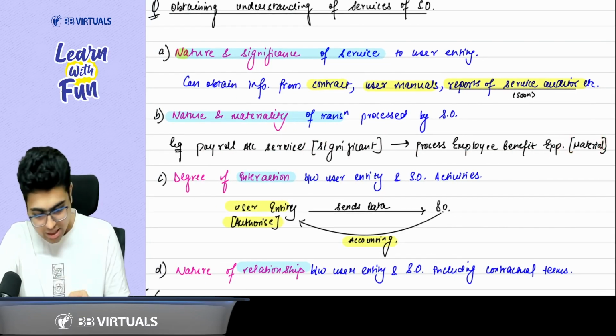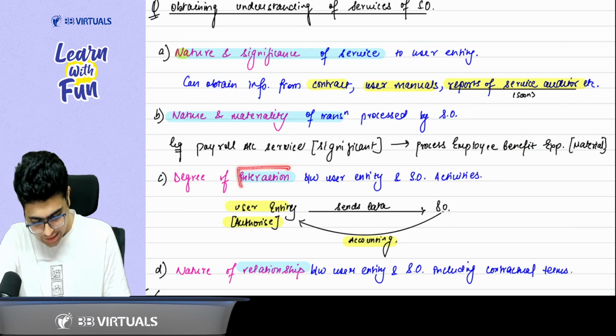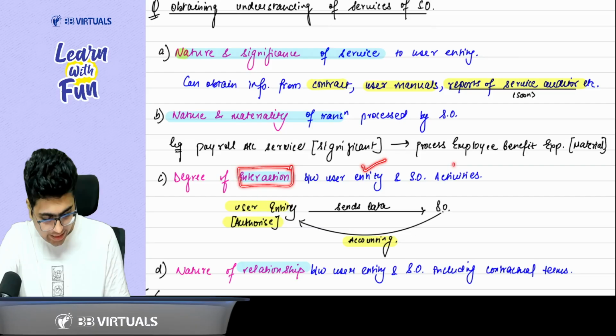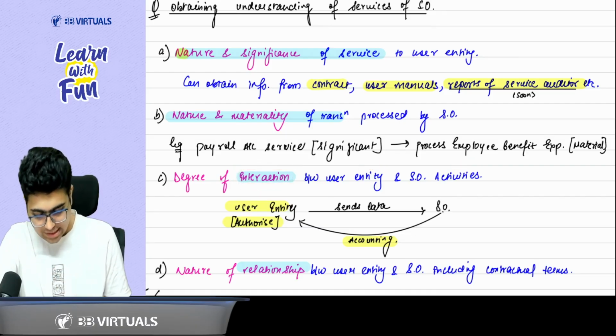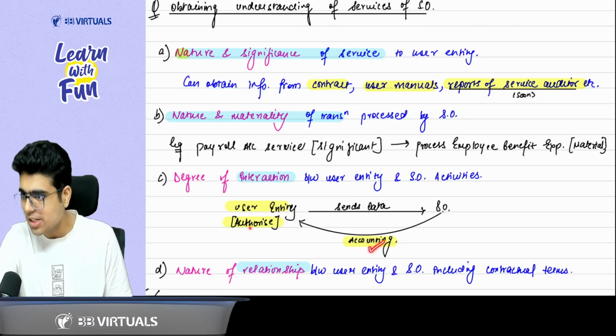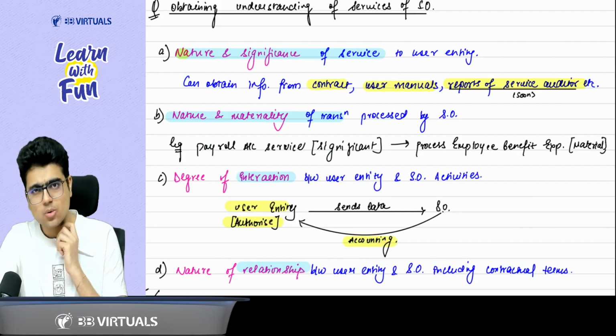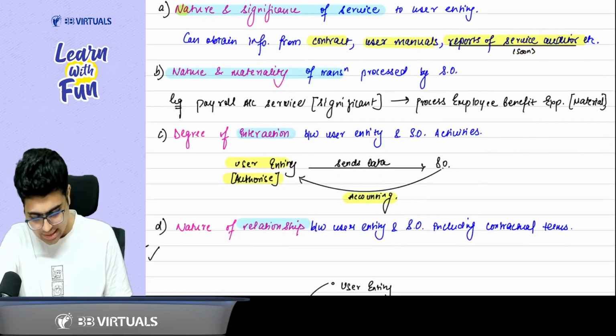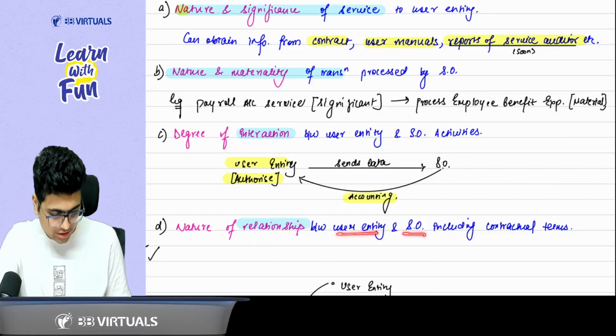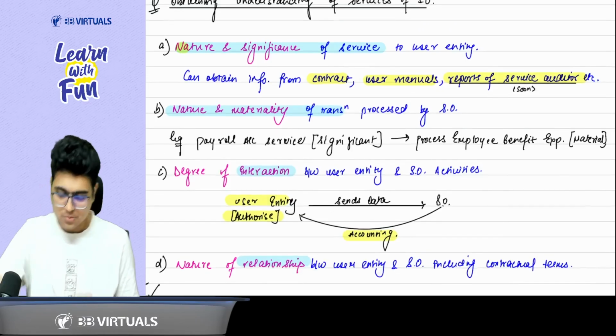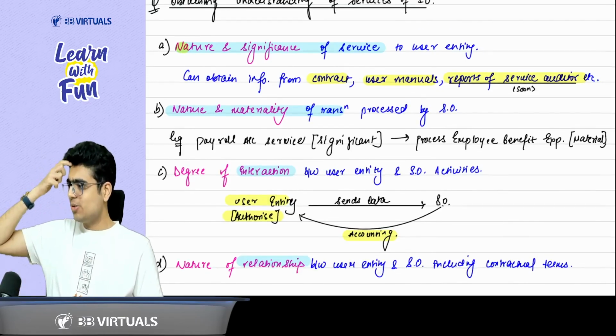Yes, sir. Now, sir, the next point says degree of interaction between the user entity and service organization. Interaction means how the user entity and service organization coordinate with each other. So user entity must be sending the data, service organization is doing the accounting, and then user entity is authorizing the accounts. Okay, okay, sir. And lastly, nature of relationship between the user entity and service organization, including the contractual terms. So these are the 4 points you need to consider.